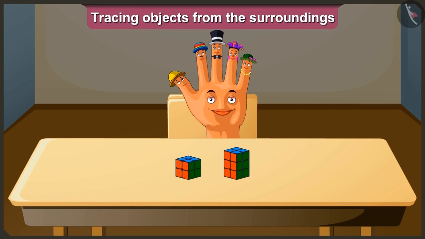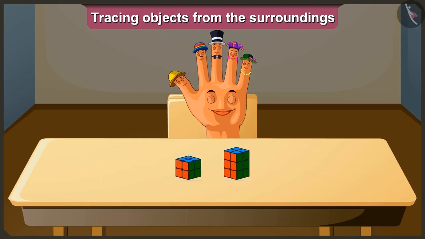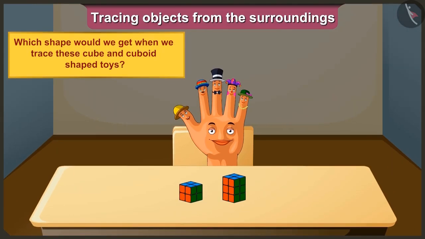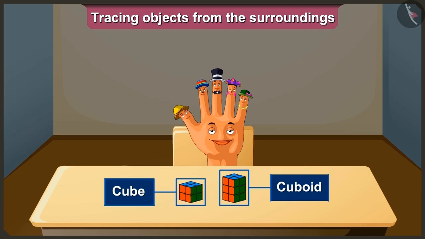Hey, Tallman, look, this is a cube-shaped toy. And this is a cuboid-shaped toy. Now tell me, which shape would we get when we trace these cube and cuboid-shaped toys? Let's keep these toys on a paper and trace them.